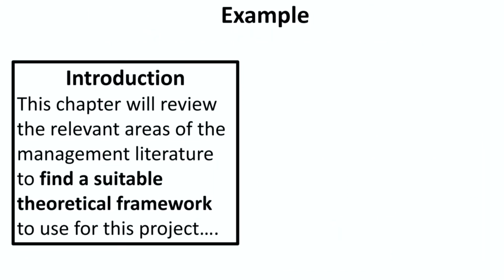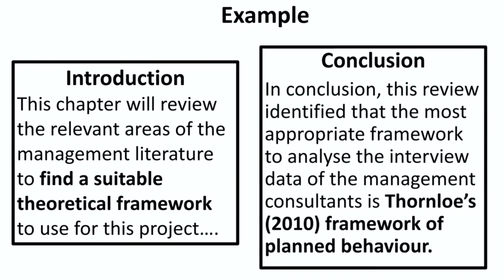So this is the introduction. This introduction explains the aim of the literature review. This chapter will review the relevant areas of the management literature to find a suitable theoretical framework to use for this project. Very simple aim, very straightforward aim. You want to find a suitable framework to use for your dissertation. In the conclusion, they stated the clarity that they have achieved. They have found a suitable framework to use for their dissertation. You need to show this journey of enlightenment. From the initial aim to achieving the aim, you have reached the promised land. You have a newfound clarity that will shape your study.